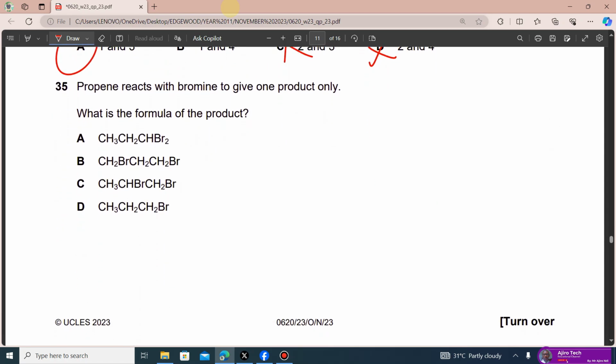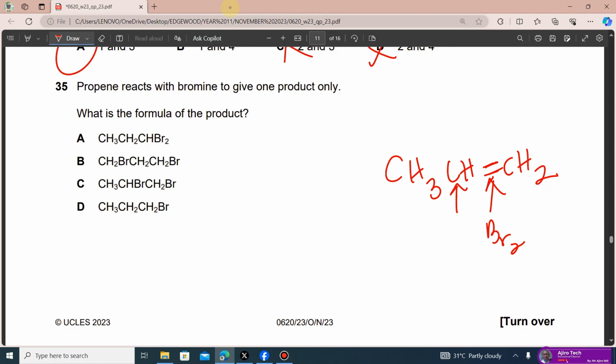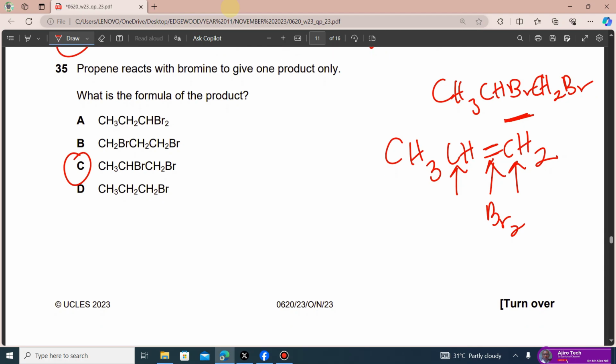For question 35, propene. So this is propene reacts with bromine to give a single product because it is an addition reaction. So in this case, when bromine comes in, it breaks the double bond, attaches itself to the 2 carbon atoms in between the double bond. So the new product becomes CH3, CHBr, CH2Br. So this is what happens in the addition reaction of propene with bromine. So we see option C aligns with what we have there.